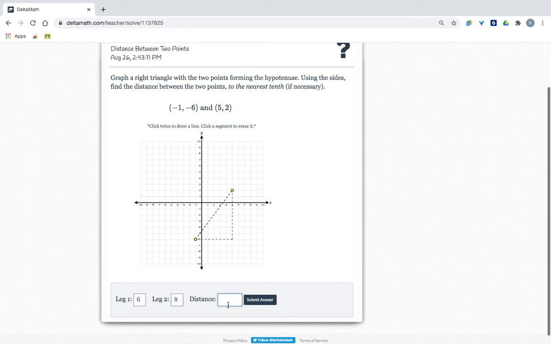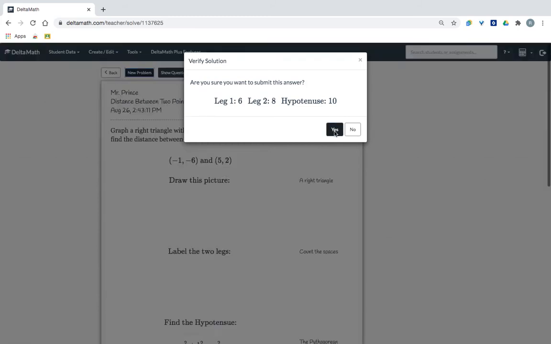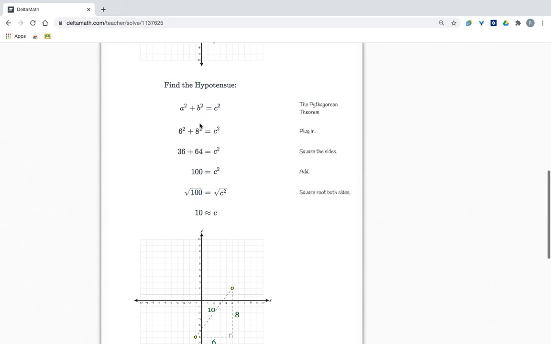So if I'm using the Pythagorean theorem, I'm going to say 6 squared plus 8 squared, and that's going to give me 100. Then if I take the square root of 100, that's going to give me 10. Because 6 squared is 36, 8 squared is 64, 36 plus 64 is going to give me 100. The square root of 100 is 10. So that's all I do there. That's going to be my hypotenuse. Yes, and again, you're going to get all this information.